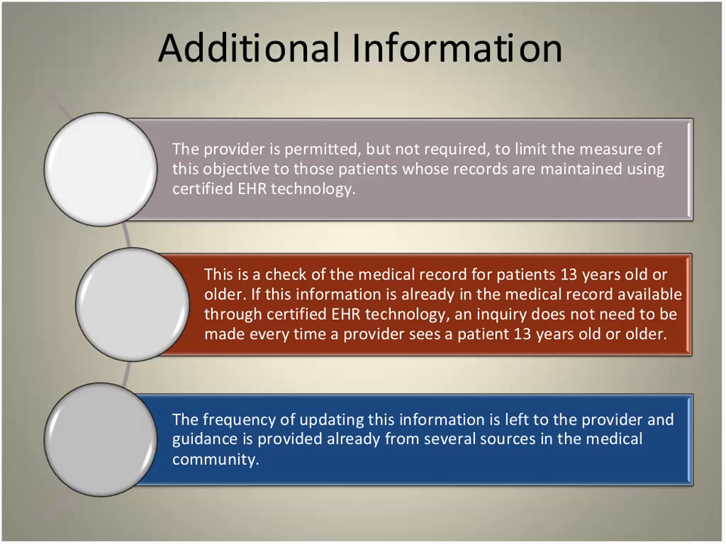This is a check, as they say, of the medical record for patients 13 years or older. Inquiry does not need to be made every time a provider sees a patient 13 years or older. So if an 18-year-old comes in 12 times during the year, we don't have to look at every one of those encounters. We're just checking the age of that patient and seeing if there is a status in the smoking history area. And again, more welcome leeway: the frequency of updating this information is left totally up to the provider. There is no attempt to tell the provider how to practice medicine, or how or when to document these things.